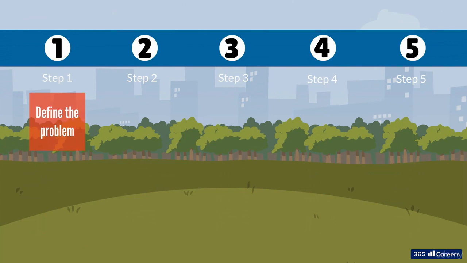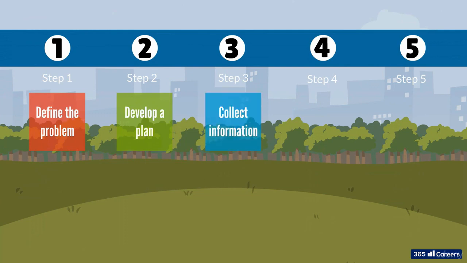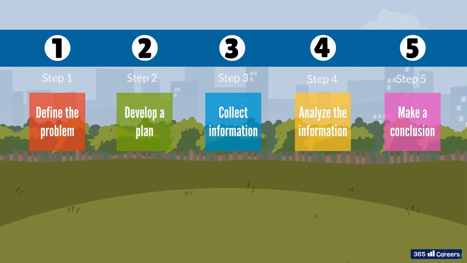Defining the problem that must be examined and the research objectives. Step number 2 involves developing a research plan. The next step is to collect information that would allow us to solve the problem. Step number 4 comprises analyzing the information we've obtained in step number 3. And finally, the 5th step is about making conclusions and presenting the findings of our analysis.